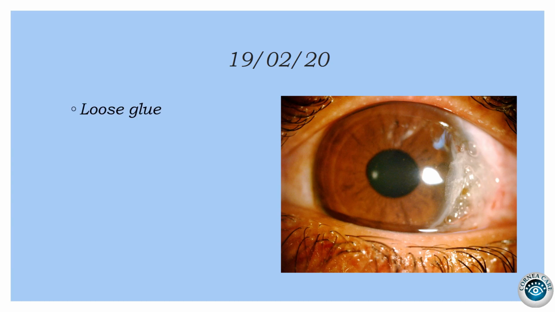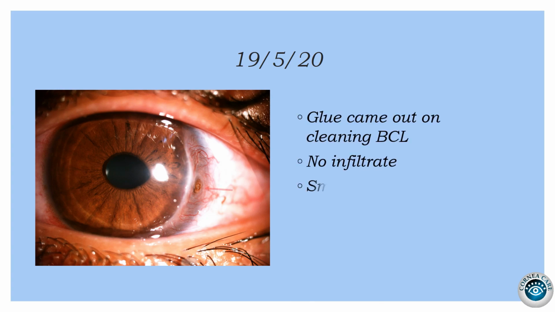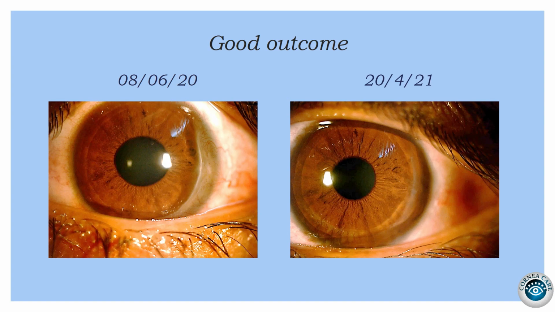On cleaning, the entire glue came out. And still there was significant thinning, so glue was reapplied. At 5 months follow-up, glue again became loose. There was a clean area of thinning without any infiltrate, so a localized glue was reapplied. Repeat glue in a vascular bed is a tedious task, but ultimately we were able to achieve a good outcome.